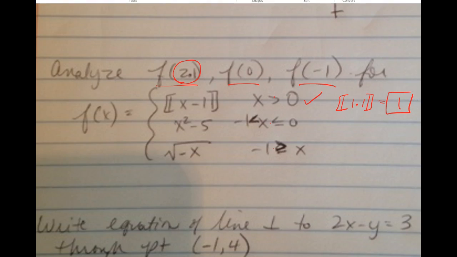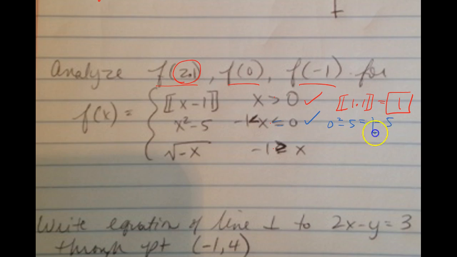Let me switch colors so that you can see where I'm plugging in. Okay, f of 0. Now, if we're plugging in exactly 0, I see a 0 here and I see a 0 here. So which one of these equations do I use? Well, I use this one because of that symbol of less than or equal to. So you want to use the 0 that's included with the equal symbol, okay? So I'm going to plug in a 0 right here. 0 squared minus 5.